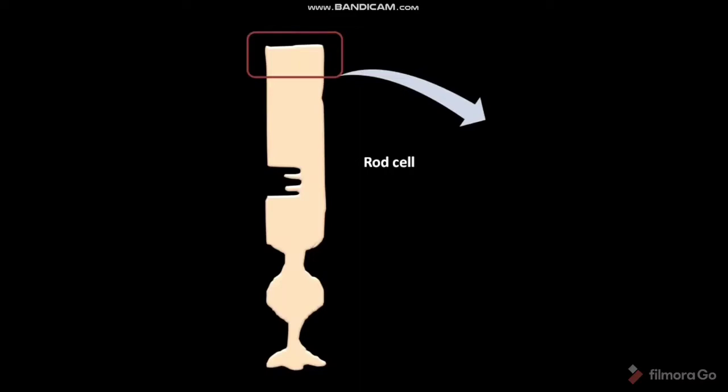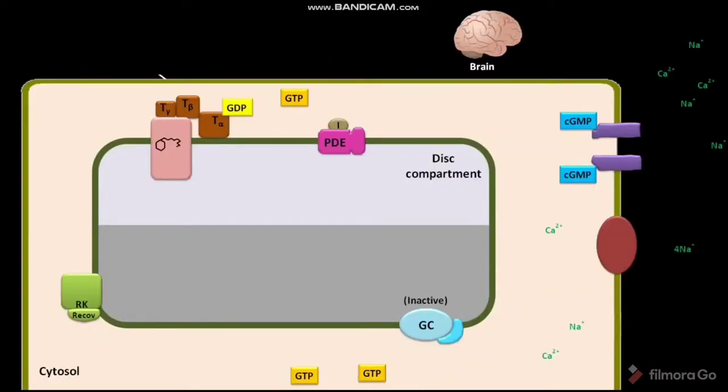This is a primary photosensory neuron in the vertebrate's eye called a rod cell. When we look into the upper part of the rod cell, it will look like this. This is the plasma membrane of the rod cell. This is the disc membrane of the disc compartment. This disc membrane has a photoreceptor called rhodopsin or RH.